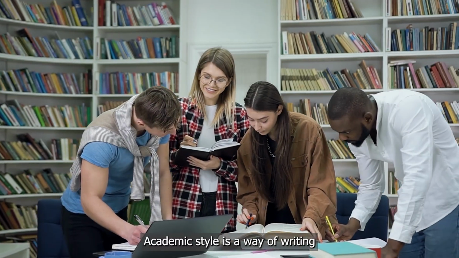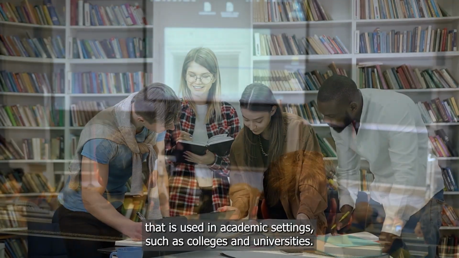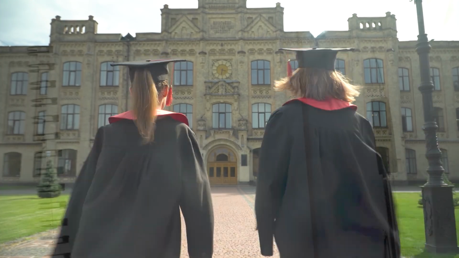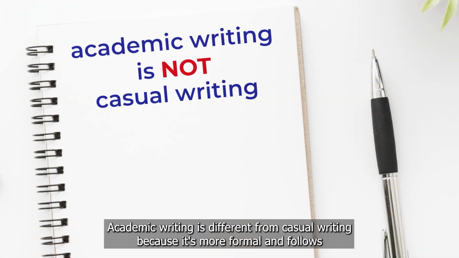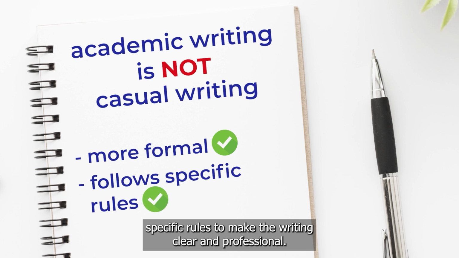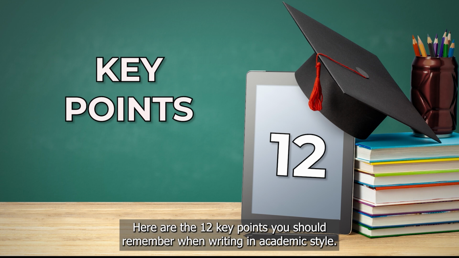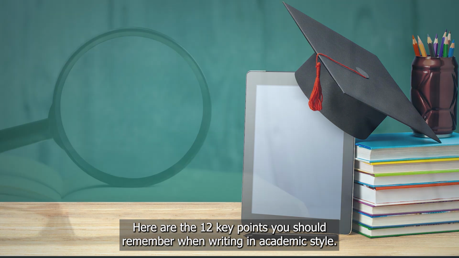Academic style is a way of writing that is used in academic settings, such as colleges and universities. Academic writing is different from casual writing because it's more formal and follows specific rules to make the writing clear and professional. Here are the 12 key points you should remember when writing in academic style.